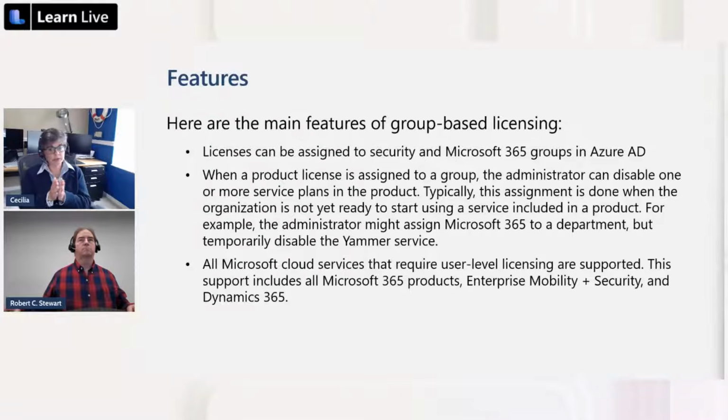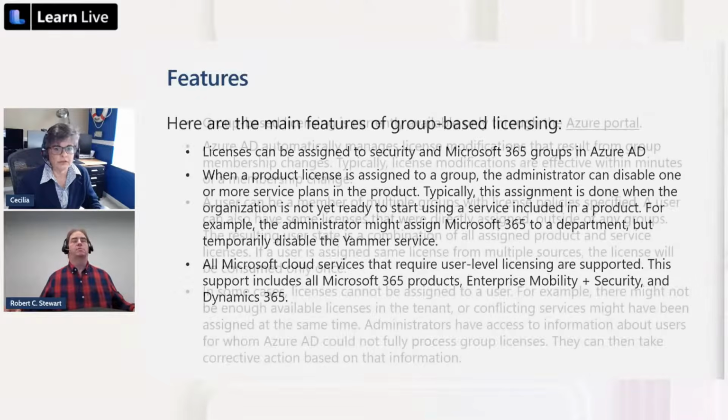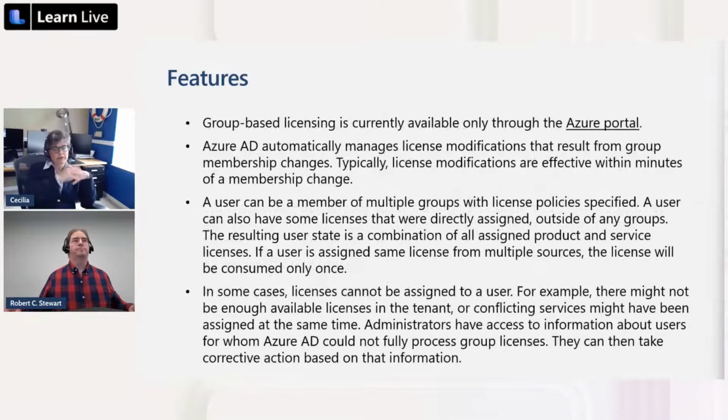And then also, when a product license is assigned to a group, the admin can disable individual services, so you have fine-grained control over that. Any cloud service that requires user licensing is supported through this group-based licensing feature. A couple of things to note, and this is an important one: group licensing is currently available only through the Azure portal.